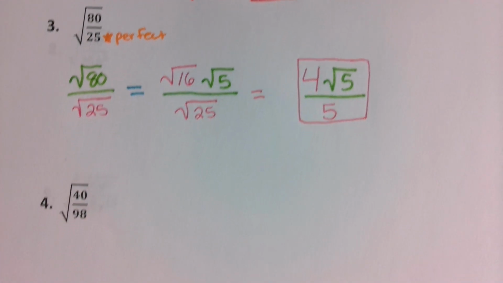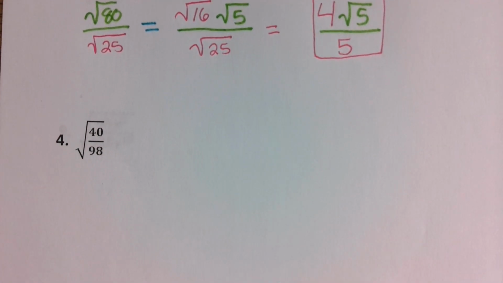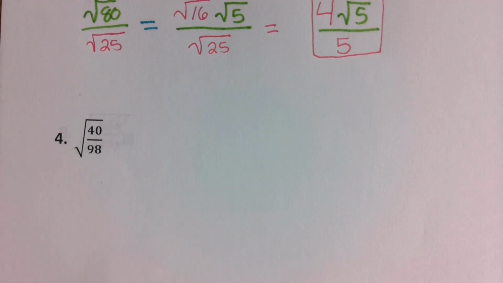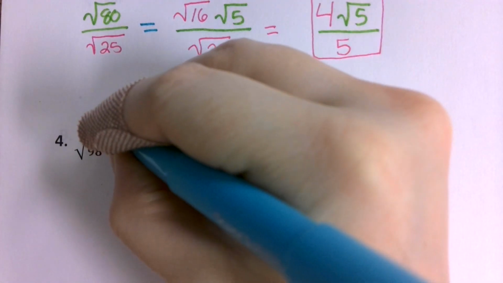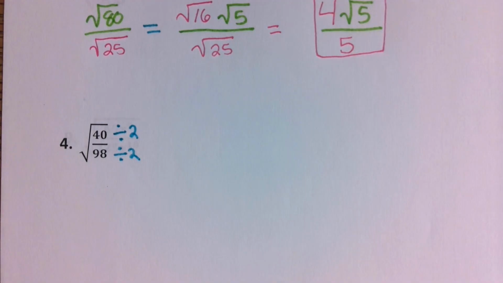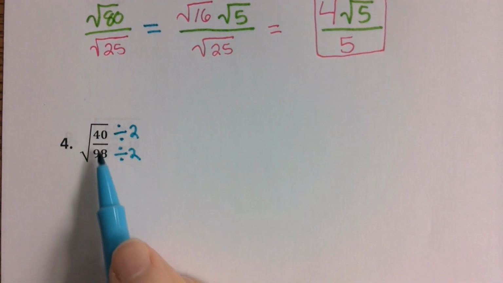Okay, let's take a look at problem 4. We have square root of 40 over the square root of 98. Is the square root of 98 a perfect square? Yes or no? No. 98 is not a perfect square. So what we want to do is try to simplify. What can we divide them both by in order to create 98 into a perfect square? Maya? 2. They both can be divided by 2 because they are both even numbers.